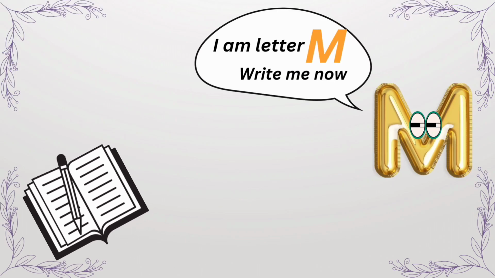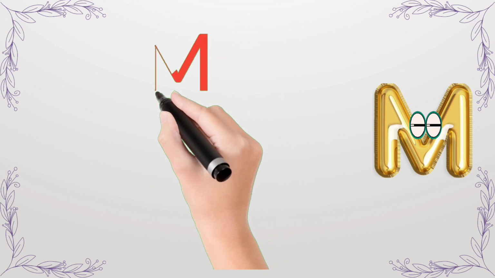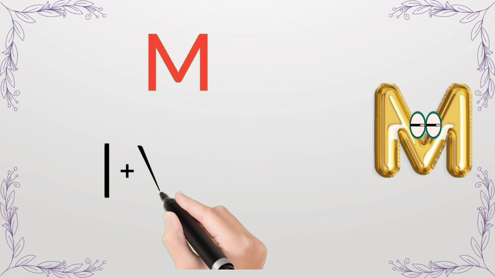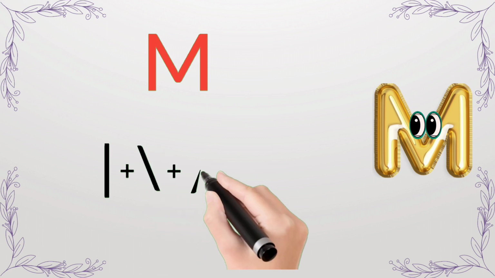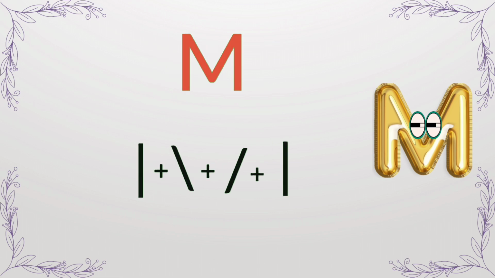I am letter M. Write me now. 2 straight lines, connect them at the top with a point like a mountain. Say M 5 times and write M, M, M, M, M.